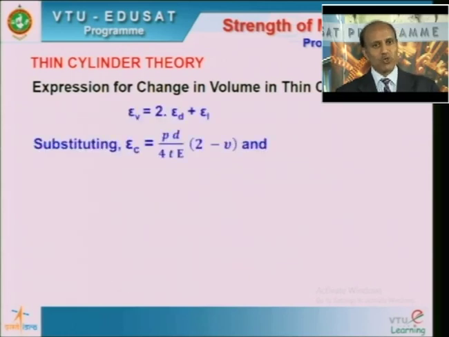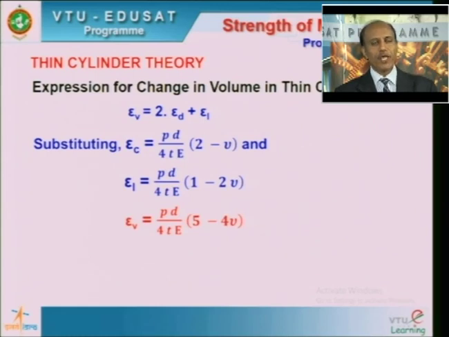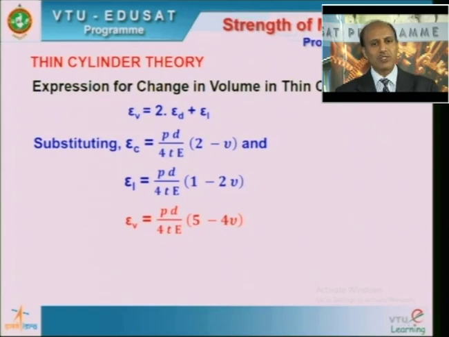But we are not going to stop here, because we know expressions for epsilon C and epsilon L. We now substitute those values. That is, epsilon C, as you understand, is PD by 4T into 2 minus nu, and epsilon L is PD by 4T into 1 minus 2 nu. Substitute, simplify, you get one more expression, that is epsilon V is PD by 4T into 5 minus 4 nu. So these are three important expressions, three strains: epsilon C, epsilon L and epsilon V.